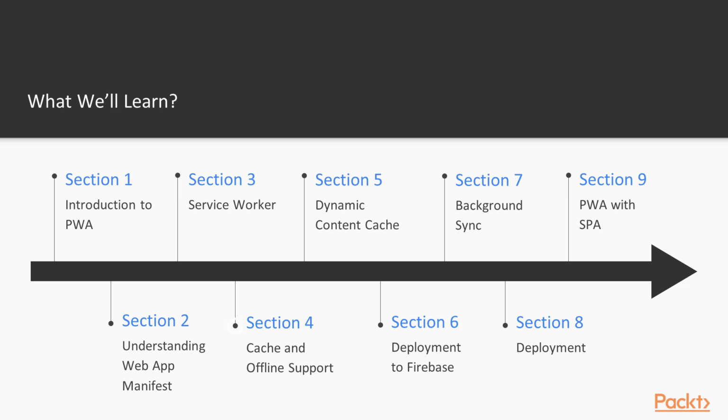Caching of static assets and dynamic data are the most important parts of a progressive web application to make it work offline. We will talk about them respectively in 2 different sections. In section 6, I will teach you how to deploy your application to Firebase, and we will use Firebase as our backend database and our host.